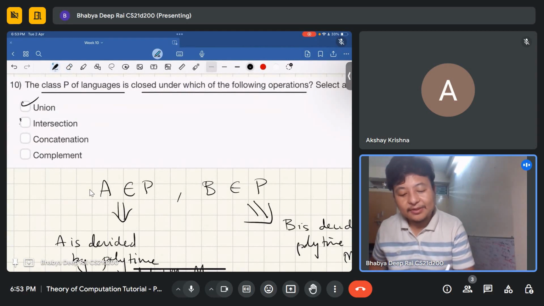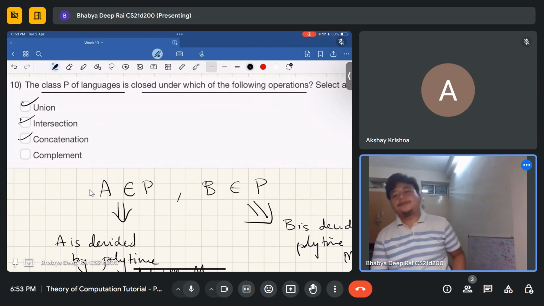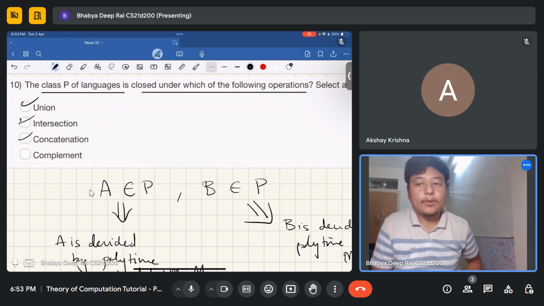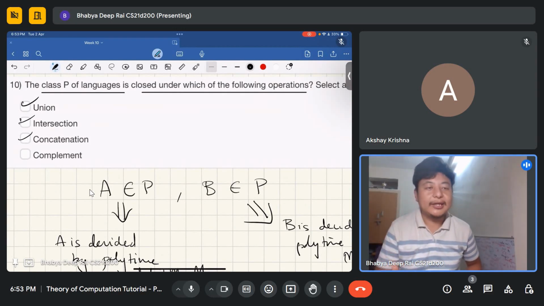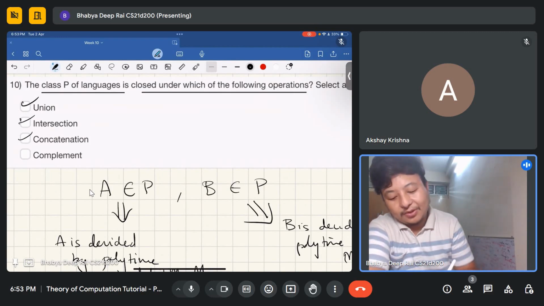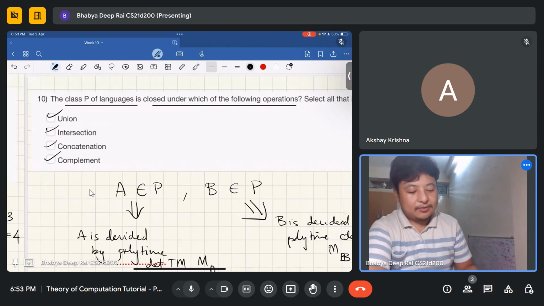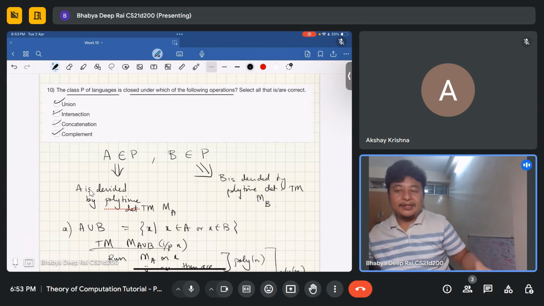And complement is even simpler. What you do is you simply run the machine A, and if it says yes, say no. If it says no, then say yes. The time taken is only polynomial, right? Because you are running the machine once, and you're not doing any extra function. The yes and no will only take some constant time, and so complement will also be there. So this means that the class P is closed under union, intersection, complement, and concatenation.